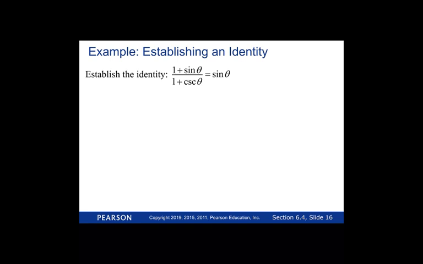If you're not at the board, it's definitely a good idea to try this. Give it a try on your own. The original is here. You can watch, see it there. One plus cosecant.